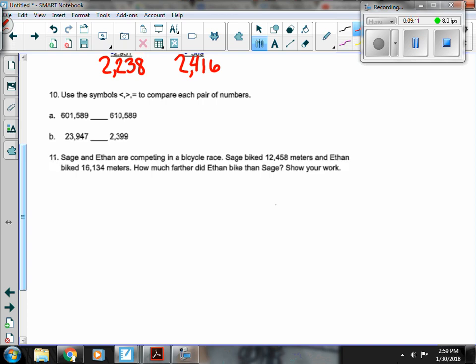When I'm comparing, I see that I have 6's, both there, but this one has a 1 in the 10,000s place. This one has a 2 in the 10,000s, that one doesn't even go to 10,000.